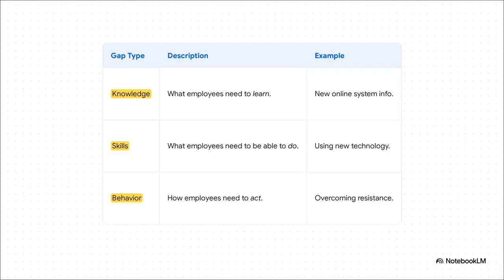Now, when you do that gap analysis, here's a common trap. People only focus on one thing. For this to really work, you have to look at 3 different types of gaps. First, the knowledge gap. What new stuff do people need to learn? Second, the skills gap. What do they need to be able to physically do? And third, the behavior gap. How do their attitudes or actions need to change? If you ignore any one of these, your training's going to have a big hole in it.